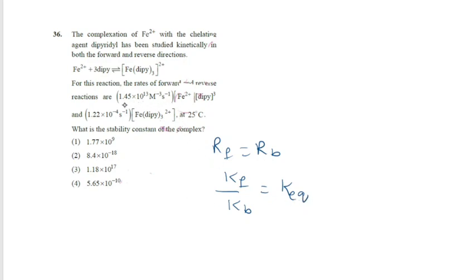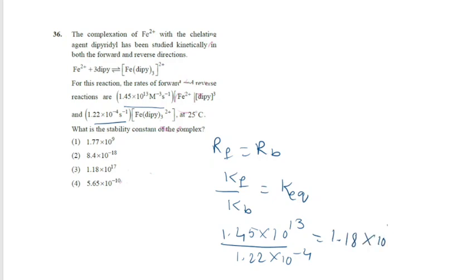And here, if we observe, this is Kf and this is Kb, so just by substituting these two values, 1.45 into 10 to the power of 13 divided by 1.22 into 10 to the power of minus 4, we get the value as 1.18 into 10 to the power of 17, and hence the correct answer is 3.